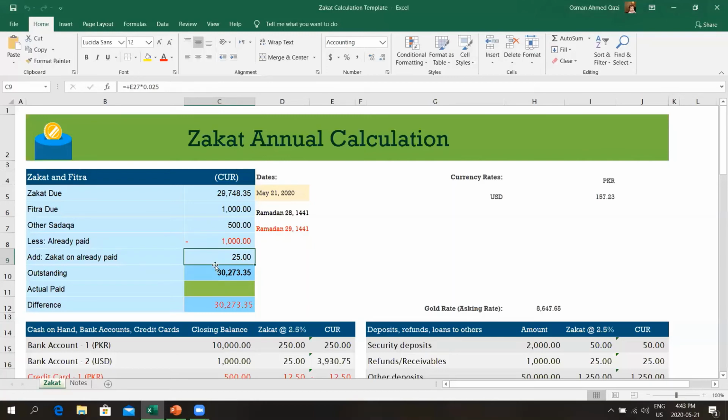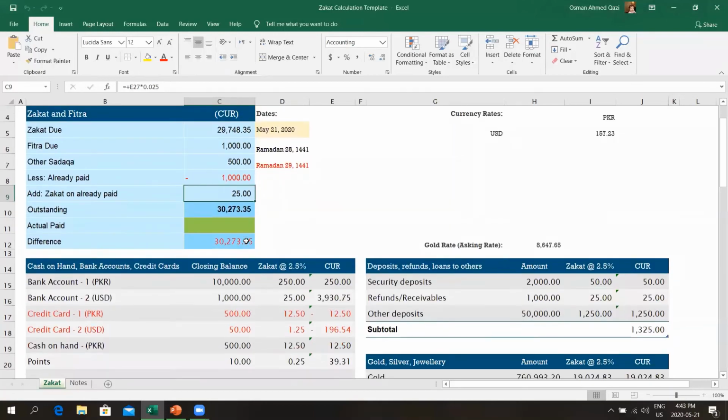Okay. So that's because of the whole purpose of paying zakat. Just because you paid zakat earlier does not mean that that zakat should be reduced later on from the whole amount, right? That portion of the zakat. And so then this will give you the outstanding.